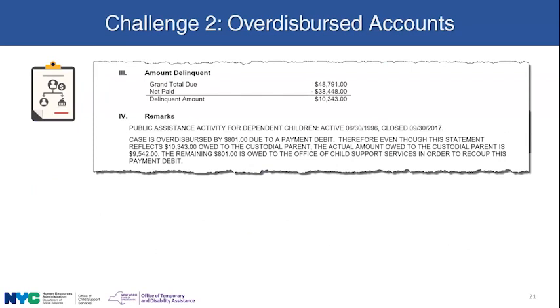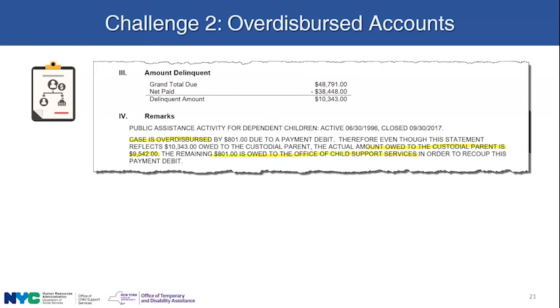Okay, the next challenge we're going to go over is over-disbursed accounts. Over-disbursed accounts are where the custodial parent received more than the non-custodial parent ultimately paid. In this particular case, that's what happened. If you look at the remarks, you'll notice that the case was actually over-disbursed by $801.